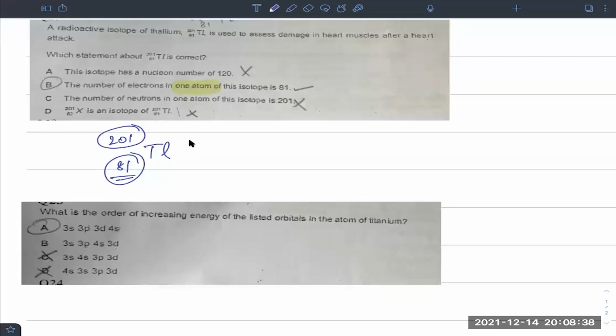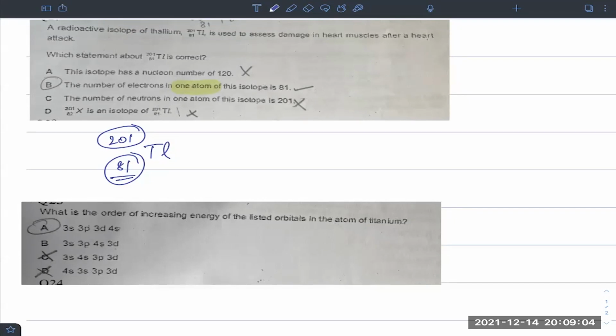Now what you have to understand is that because we are talking about atoms of titanium, we have to see whether they are all filled or empty inside. Because when they're empty, 3d has higher energy than 4s, but if they're filled up, then 3d has low energy and 4s has high energy.